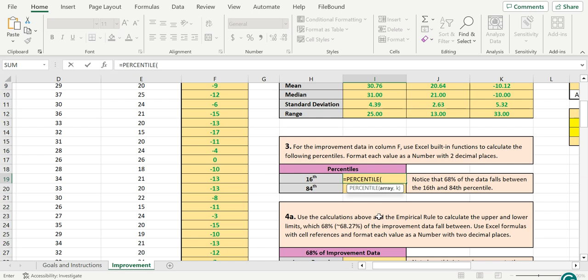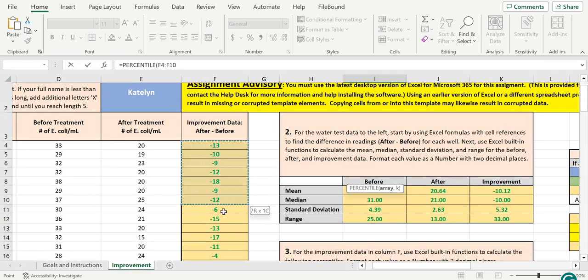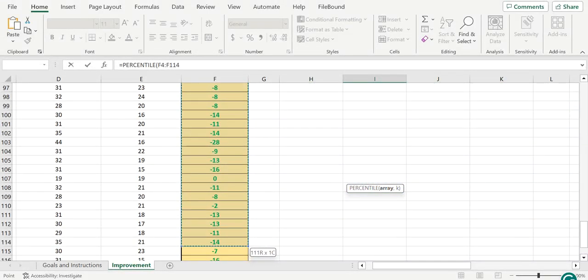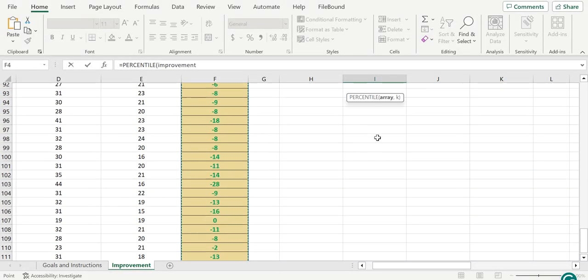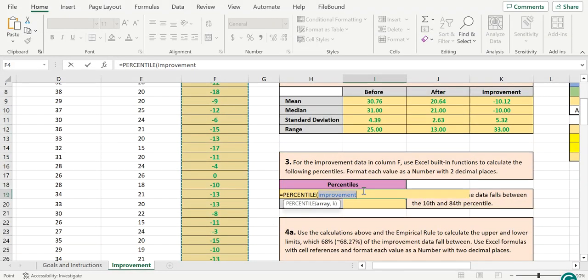Okay, so type your equal sign, type out that percentile, open the parenthesis. We are looking at the improvement data only at this point. So we're done with the before, we're done with the after, we're focusing only on the improvement data. So I'm going to go up to column F, and I'm going to highlight all the numbers I have in column F. After I highlight everything in column F, your computer may auto-fix it to say improvement, and that is perfectly fine. It may also say F4 to F120, and that's perfectly fine as well.